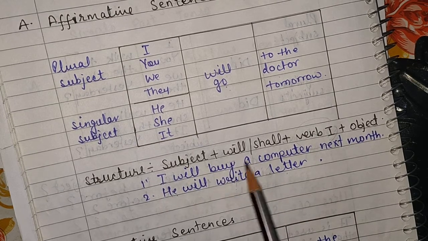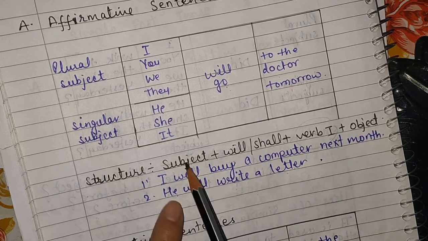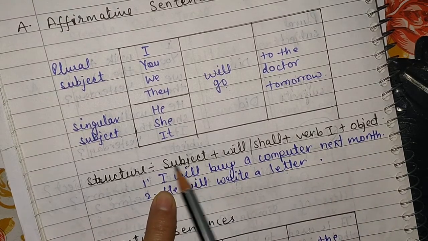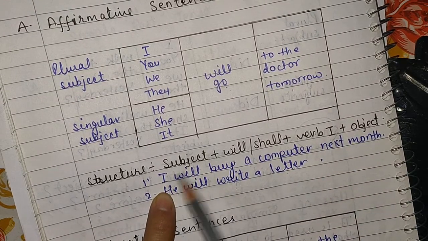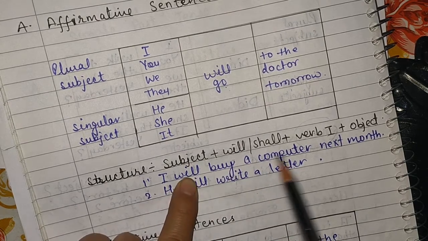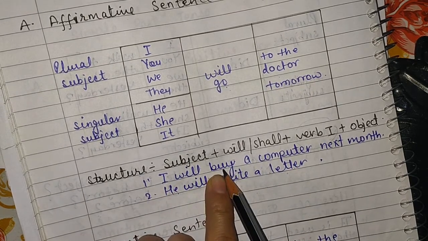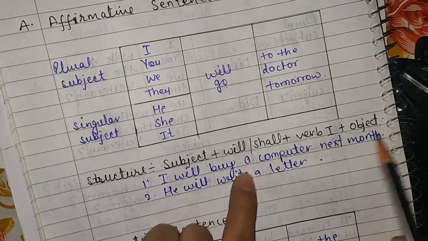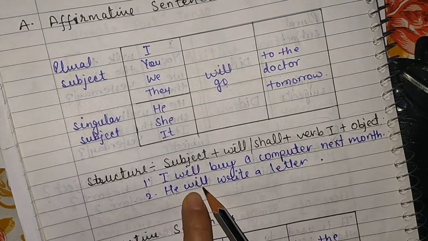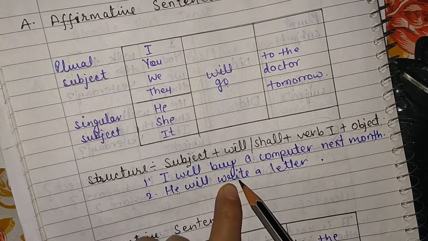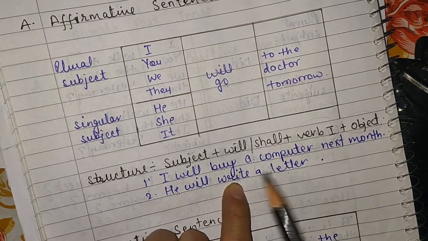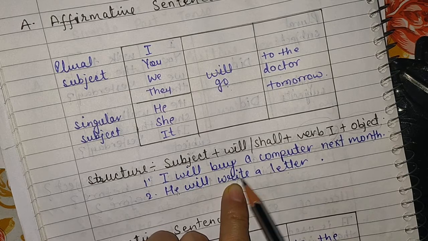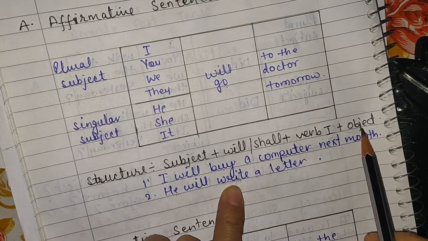I will buy a computer next month. Now if I create a sentence using this structure, the subject is I, will buy a computer. Buy is your verb in the first form. A computer next month is your object, and full stop. He is your subject. Will is your helping verb here, and write is your main verb or base verb in the first form. A letter is your object.